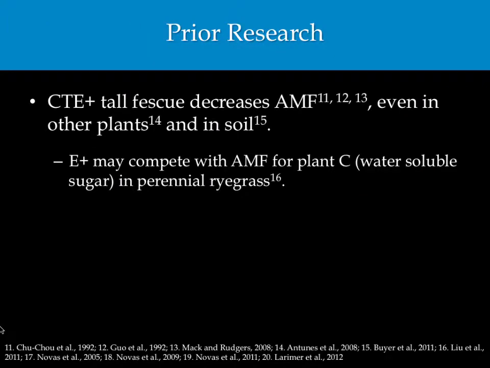Some prior research in greenhouse studies has investigated the impact specifically between common toxic endophyte infected tall fescue and AMF. But they found that CTE tall fescue decreases inoculated AMF abundance and spore formation, sometimes even in other plants or in the surrounding soil. A possible mechanism for this that was demonstrated in perennial ryegrass, which hosts a similar Epichloë endophyte, was that endophyte infection may actually compete with AMF for plant carbon resources.